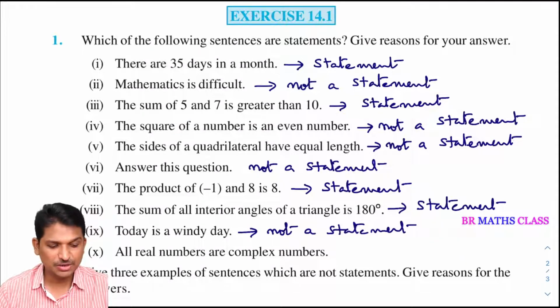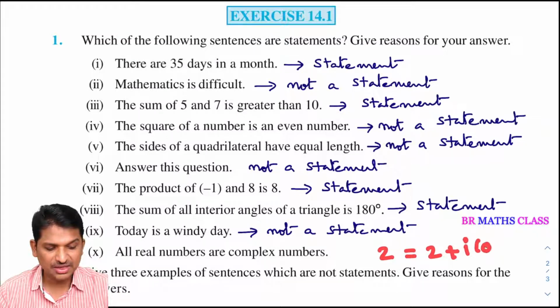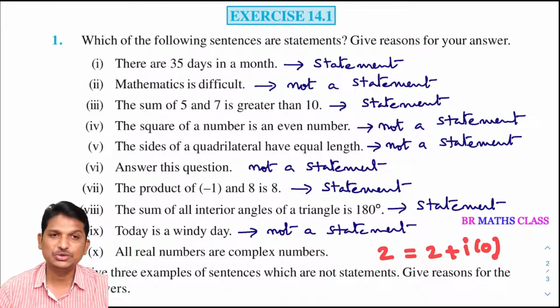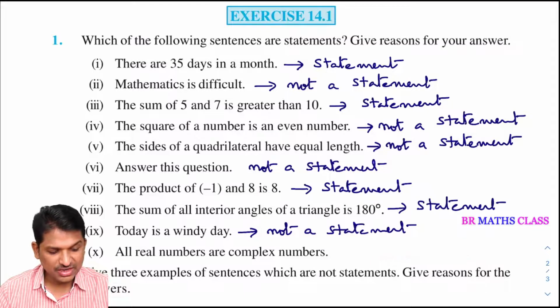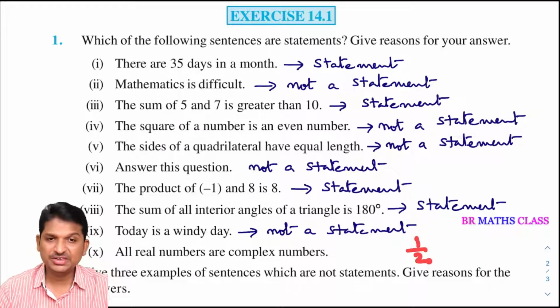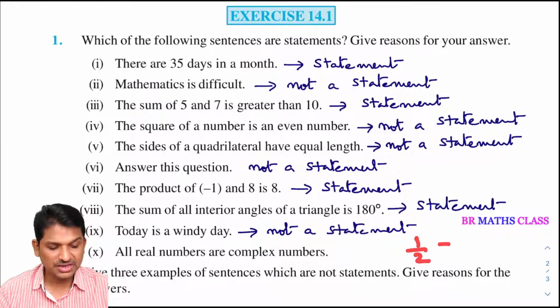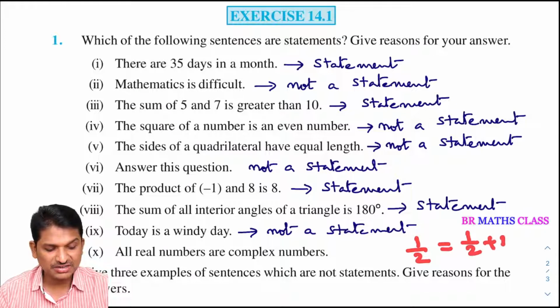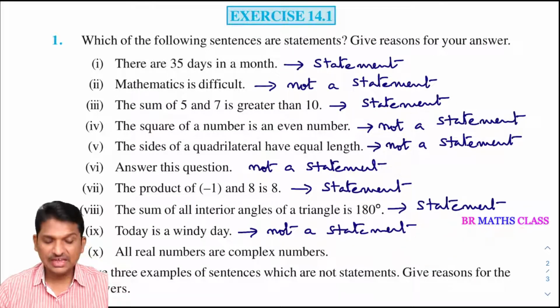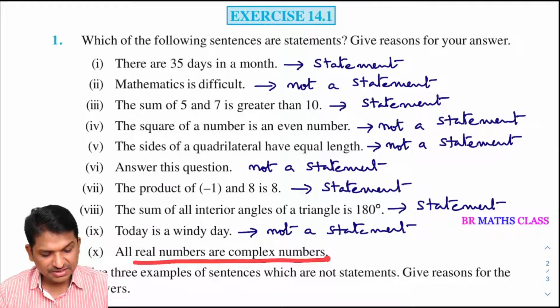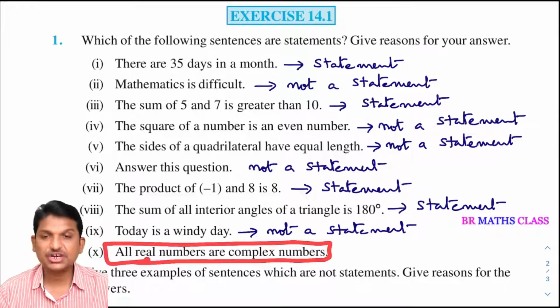Suppose you take a real number 2. 2 is a complex number. 2 can be written in the form of a plus ib. Yes, 2 can be written as 2 plus i into 0. 1 by 2 is a real number. Is 1 by 2 a complex number? Yes, 1 by 2 can be written as 1 by 2 plus i into 0. It is clear that every real number is a complex number. You learn this in the complex number chapter.